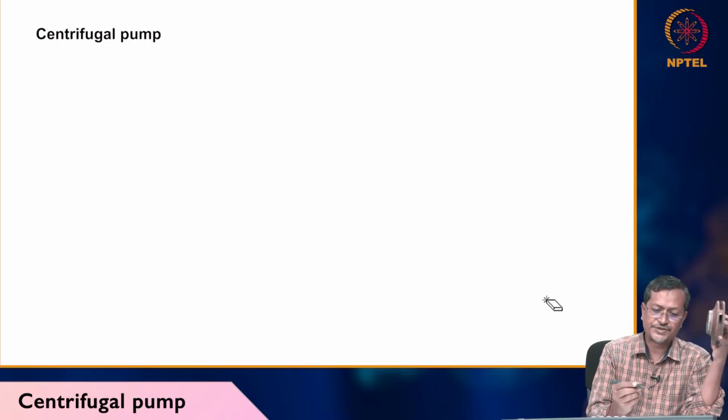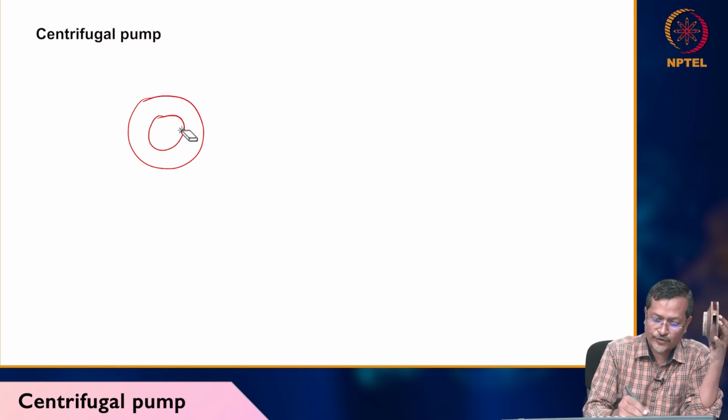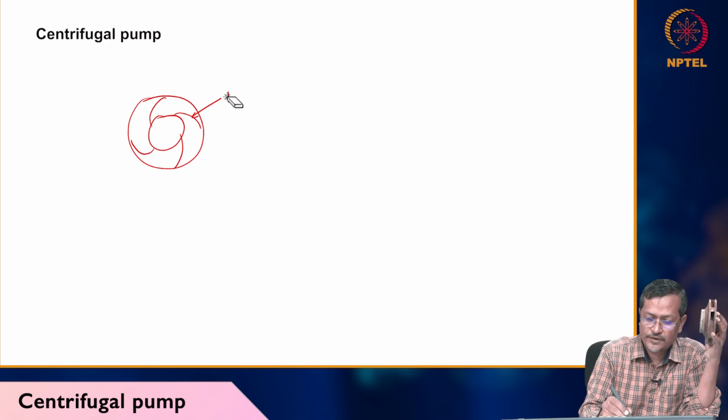Now you have seen closed impeller, open impeller. Like now I can draw again. This is my impeller and I have blades. These are called blades, I already told. Now you rotate the impeller at very high speed in this direction.